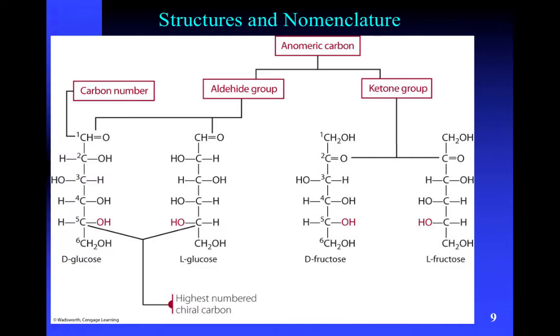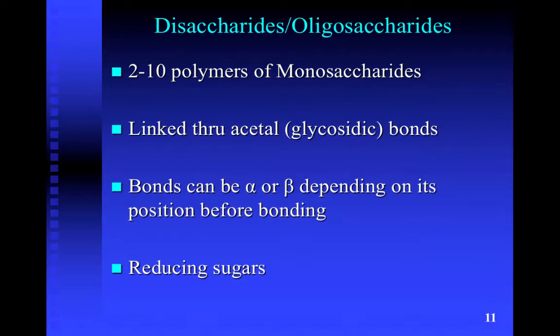Okay, so those are monosaccharides. Now how about if we combine these? Let's talk about disaccharides and oligosaccharides. Disaccharides are obviously 2 monosaccharides linked together, and oligosaccharides are 3 to 10 monosaccharides linked together. They're linked together through covalent bonds called glycosidic or acetyl bonds. I'll typically say glycosidic, that's a covalent bond. Those bonds can either have a configuration of alpha or beta, depending on its position before bonding, so we'll go through that. We'll also talk about a term called reducing sugars.